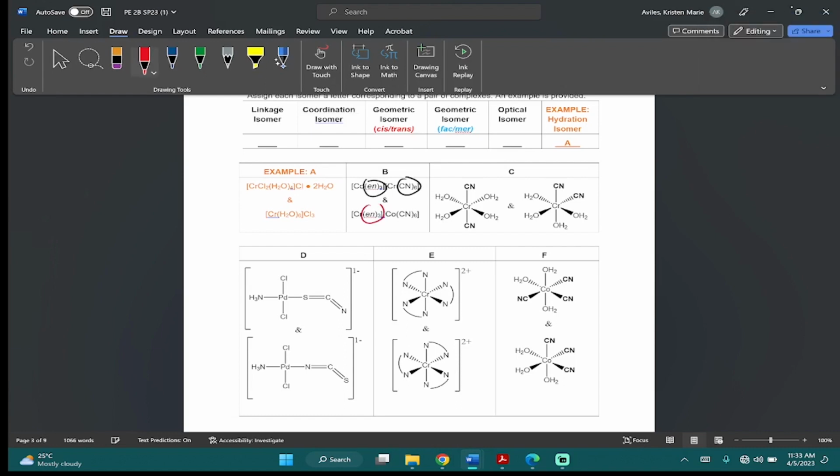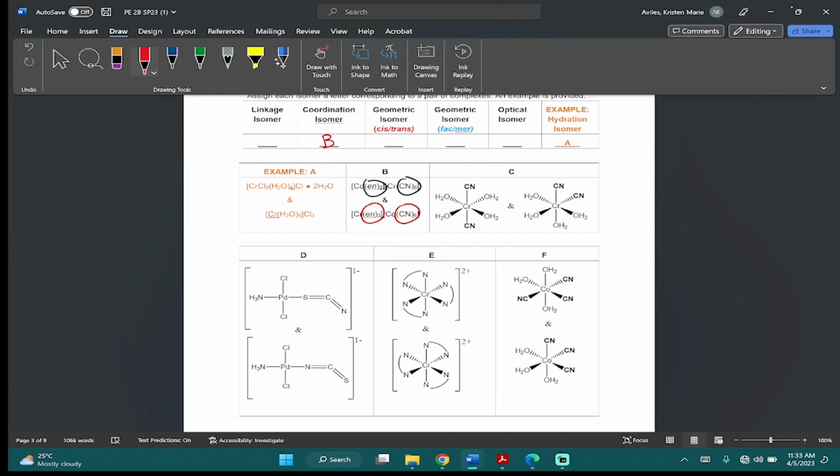So in both of these cases, we have en. It just changed colors randomly. In both these cases, we have en and our CN. And all we're doing is changing the coordination sphere of each metal. So one of them originally was bonded to 3 ethylenediamines, and now it's bonded to 6 cyanides, and then vice versa for cobalt. So B is coordination isomers, because we're changing the coordination sphere of it.